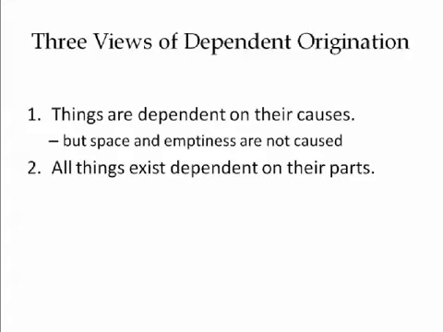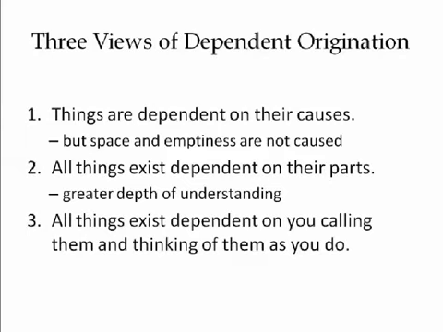So if things don't have parts, they don't exist. And this is true of even the smallest little particles. If you think down to an atom, there's always going to be a right side and a left side of anything. Even as we get smaller and smaller and smaller, everything's going to have a right side and a left side, or a top and a bottom. So this is a greater depth of understanding than the first view, but we can still go a little bit deeper. That all things exist dependent on you calling them and thinking of them as you do.